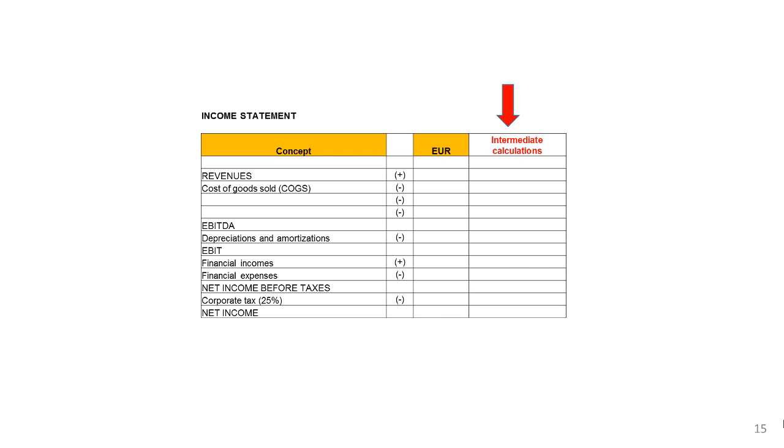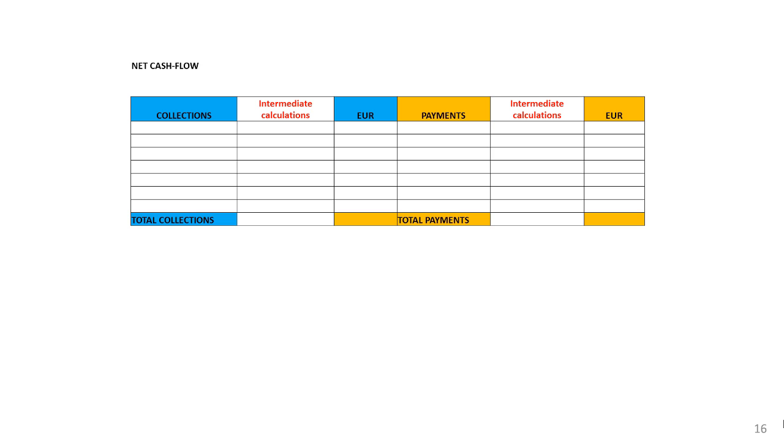Columns showing intermediate calculations should be included in order to justify how each result was obtained. The third and final format is totally instrumental. It's useful to record and organize in an effective way all the collections and payments related to the transactions. It aims to facilitate the calculation of the net cash flow of the period.